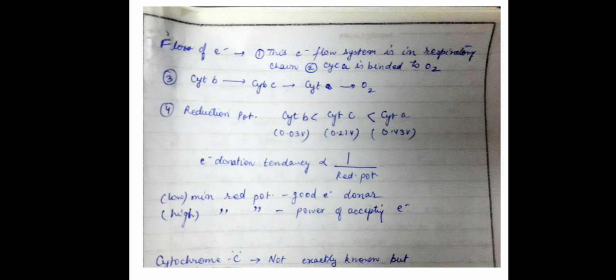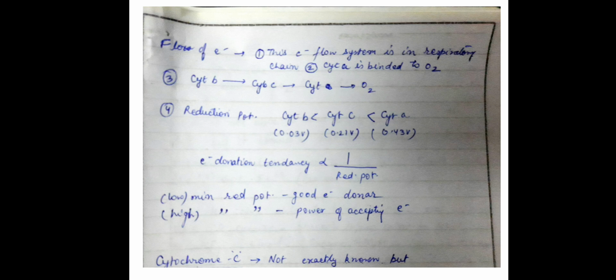Now good electron donors have the power of donating electrons to the next cytochrome, which has a slightly higher reduction potential than itself. Then again electrons are transferred to the cytochrome which has a higher reduction potential than itself. So cytochrome B has the minimum, cytochrome C moderate, and cytochrome A the highest reduction potential. So the chain of electron transport is cytochrome B to C to A to oxygen.